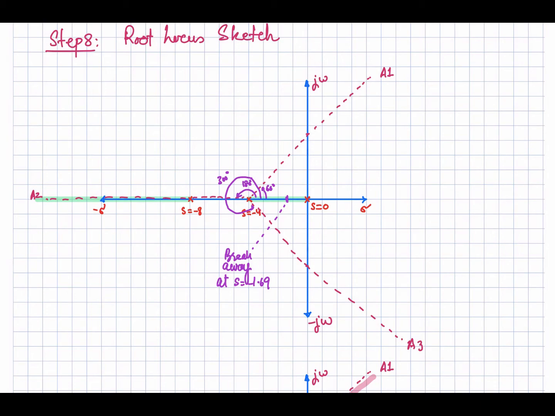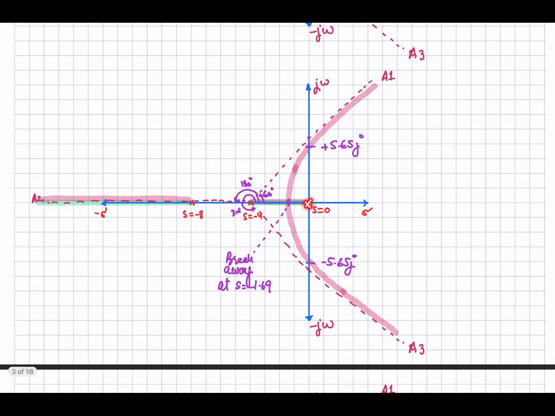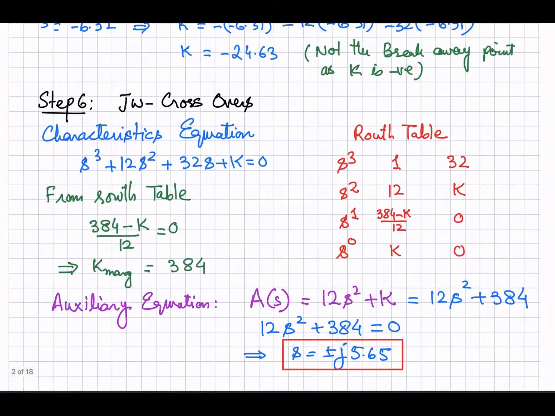Okay, so here is the sketch of the root locus. This pole over here will be coming, and over here we have the breakaway. We calculated it at s equal to minus 1.69, so this is the point at minus 1.69 where there will be the breakaway. So this pole will either move over here or over here, right? And finally it will move towards infinity along the asymptotes, and this will cross the j omega axis at 5.65j. We have calculated the j omega crossovers. This is the j omega crossover, plus minus 5.65j.